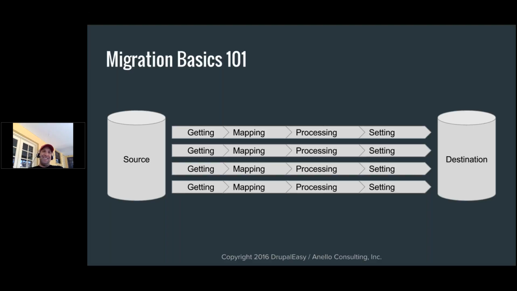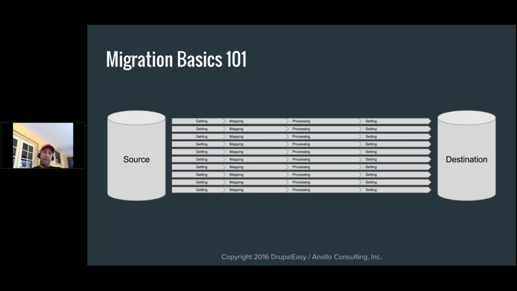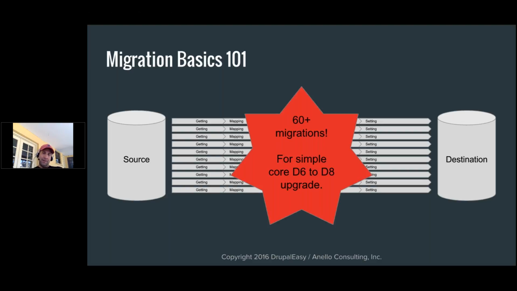Unfortunately, when you're migrating from Drupal 6 or Drupal 7 for that matter to Drupal 8, you've got a lot more than one pipeline. You have pipelines for users, you have pipelines for vocabularies, you have pipelines for content types, you have pipelines for configuration. So you can have quite a few different migrations going on. In fact, in a simple D6 to D8 upgrade, there's well over 60. And when I say simple, I mean not much more than Drupal 6 core plus CCK.